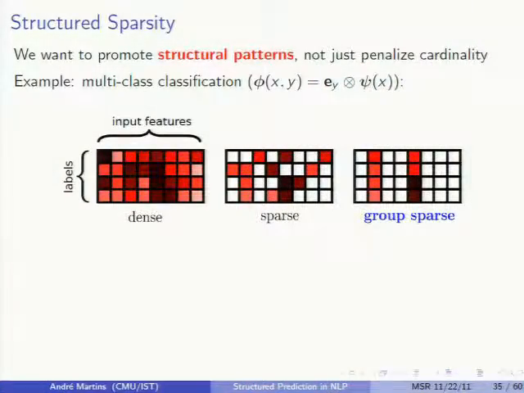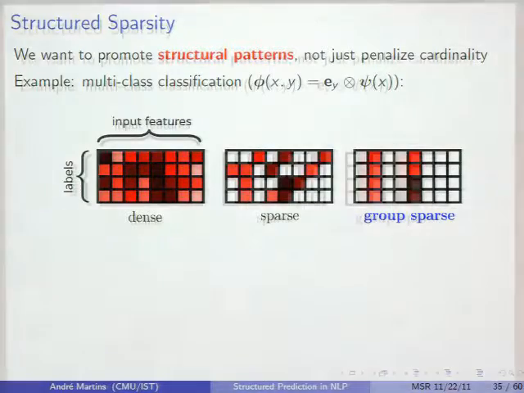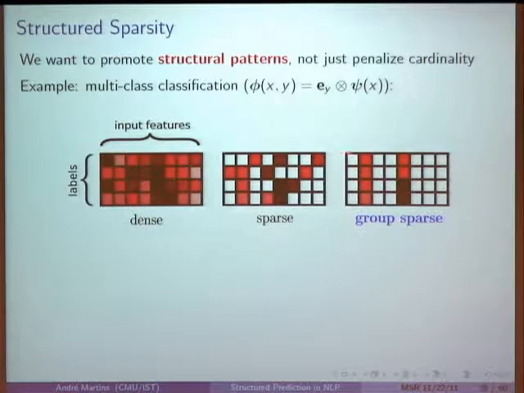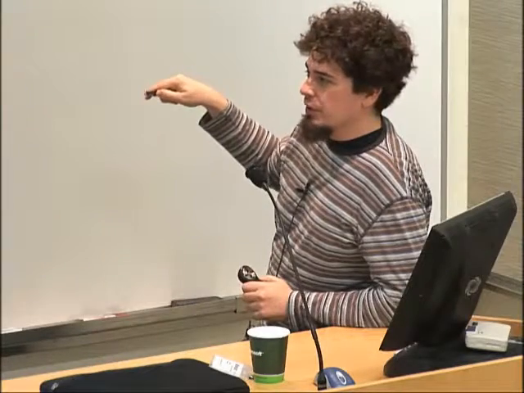If you use L1, you get something which is sparse. So here the white squares mean zeros. You get something that is sparse, but it's like random sparsity. It doesn't have any pattern. We may care about something like this, which is group sparse. For example, we may want to discard entire input features if they are not relevant for any label. And so we are going to focus now on group sparsity.